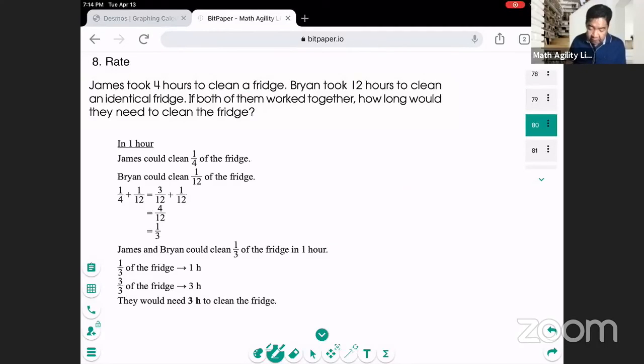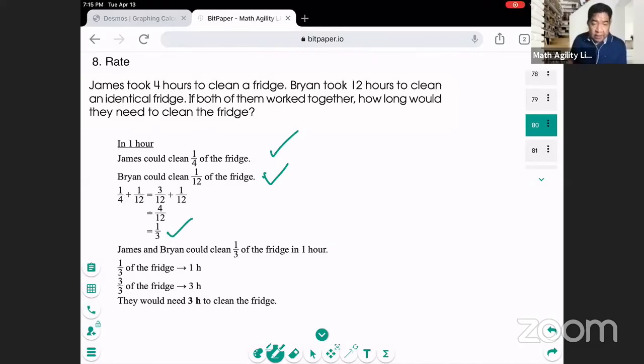Okay, so in 1 hour, it says here James could clean 1/4 of the fridge. Again, this is based on proportion or percentage, and then Brian could clean 1/12, right? If it's 1 hour. So if you combine 1/4 plus 1/12, that's 3 over 12 plus 1/12, getting the common denominator of 12, that's 4 over 12. So in total, that is 1/3.